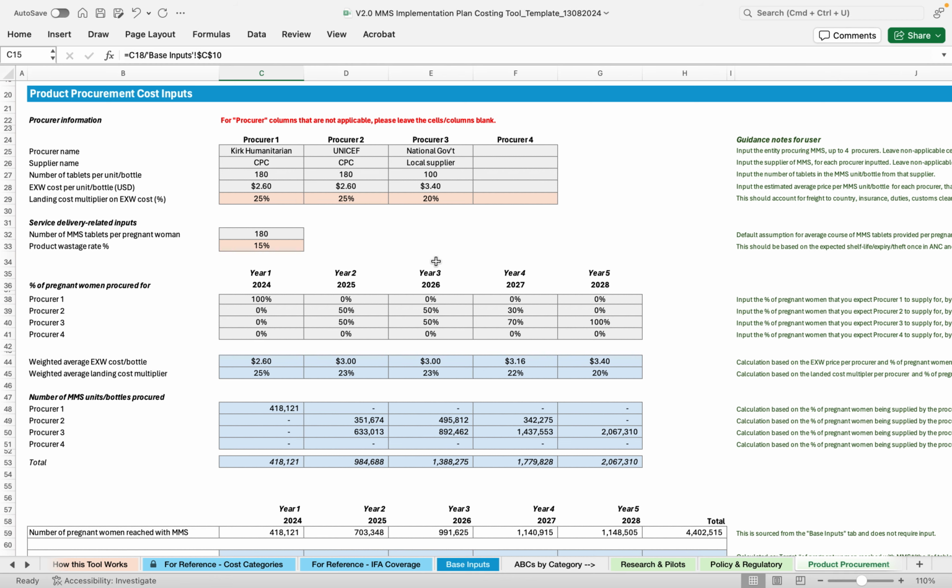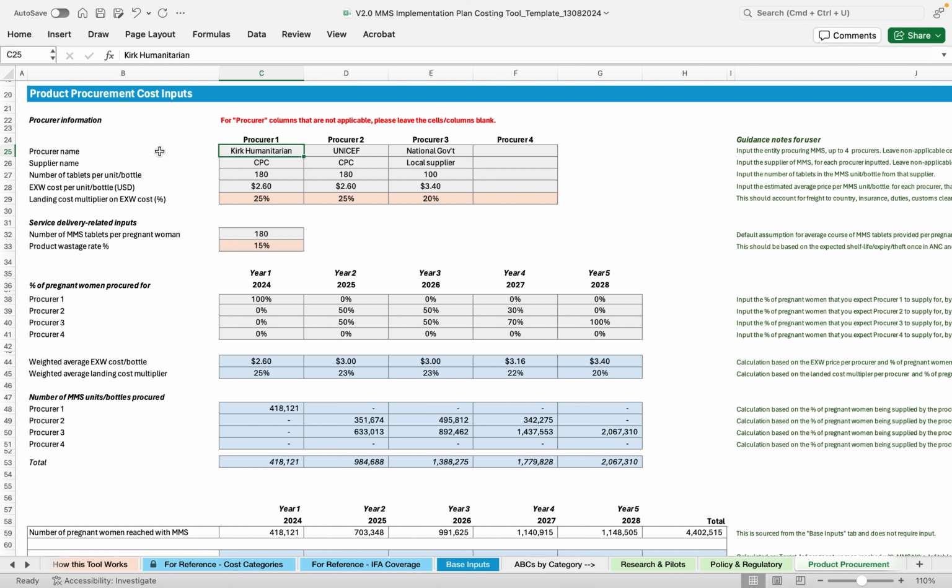This tab includes calculation aids to help you. It allows entry of up to 4 procurers over the course of the 5 years, depending on the situation in your country. At least one needs to be entered, and these are examples that are put in. If others are not applicable, you just leave them blank.